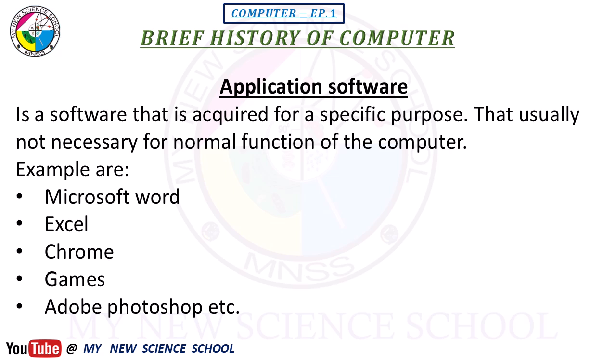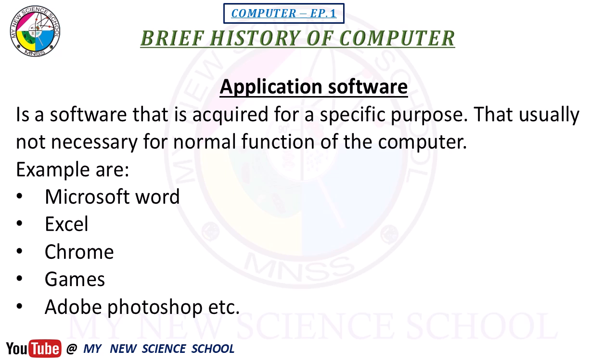So application software are those softwares that we are using to perform particular tasks, and they are not necessary for the computer. They highlighted it here, that usually not necessary for normal function of computer. So without this application software, your computer can function, but without system software, your computer is useless. So that's why we need system software.